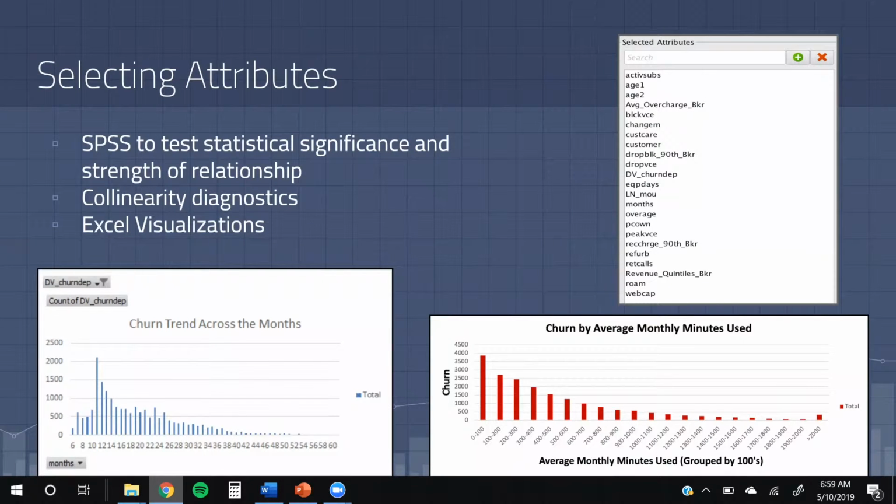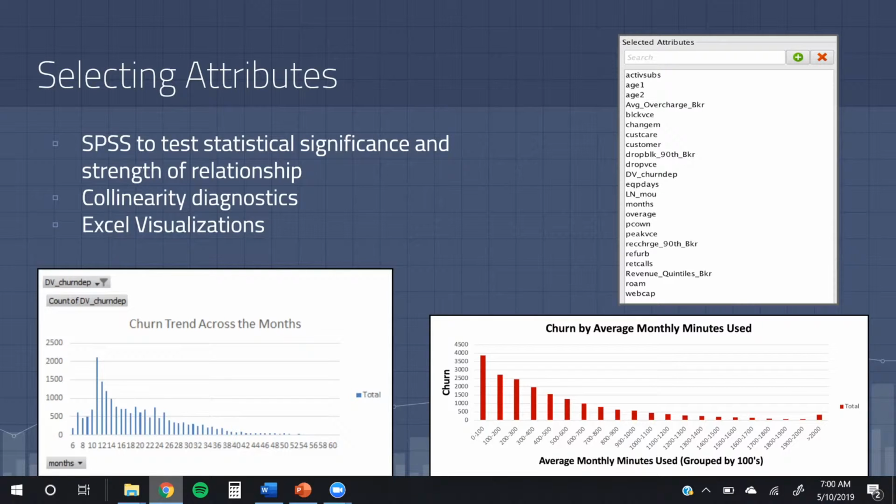We needed to select our attributes. By doing this, we first took the attributes from the data set and put them in SPSS and tested the statistical significance. We were looking for a p-value less than 0.05 and a strength of correlation strong enough. Along with this, we used visualizations from Excel to see the relationship between the variables. We also ran a collinearity diagnostic to ensure that we weren't using highly correlated variables.